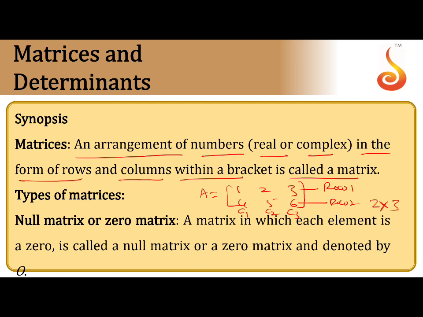Now I will go through all the definitions. Null matrix or zero matrix: a matrix in which each element is zero is called a null matrix or zero matrix and is denoted by O. For example, take a matrix with all elements 0. How many rows? 2 rows and 2 columns. This is a 2 by 2 null matrix, or you can simply write O2.